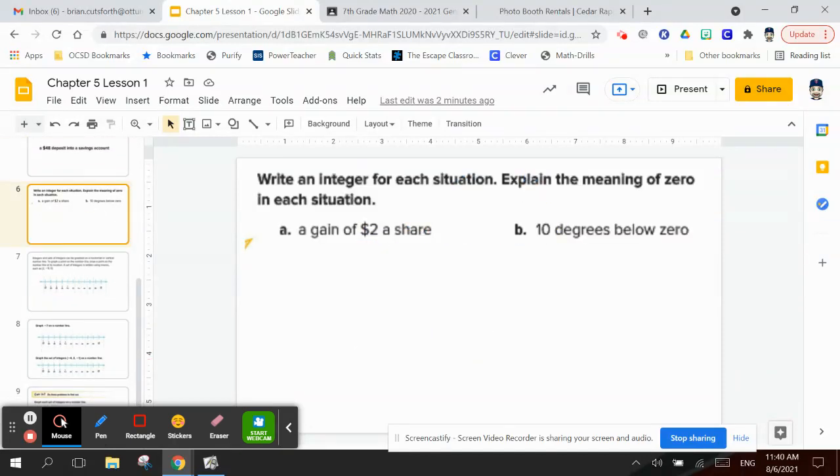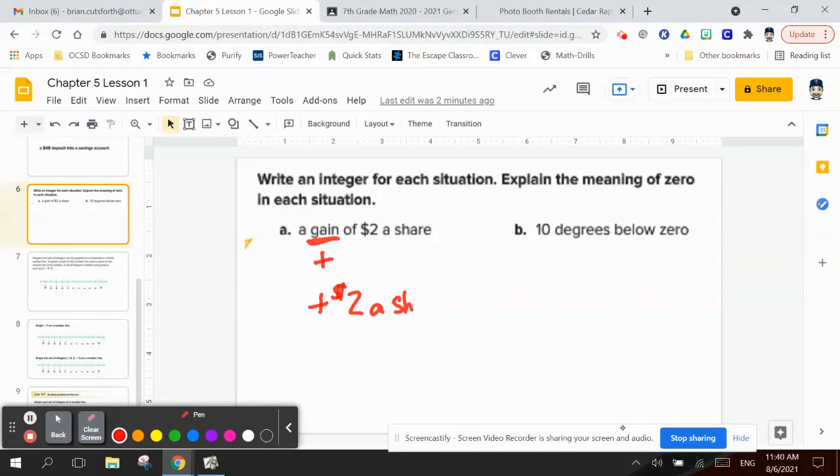Number 6 is write an integer for each situation. Again, we read through each one. A gain of $2 a share. This is talking about stocks, which we don't really use in 6th grade. But the key word here is gain. And a gain tells me that it's a positive thing. We're gaining something. So we get a positive $2 a share.